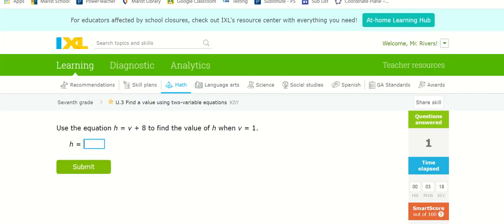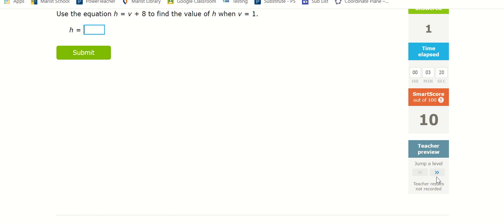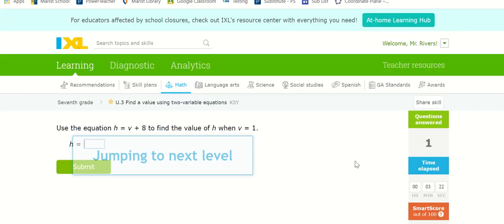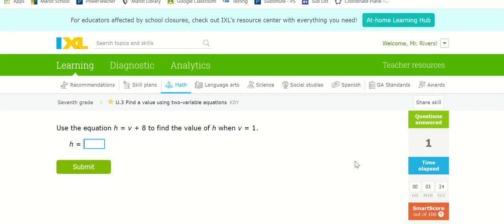All right, let's step it up a notch. Let me skip ahead to the next level. I have this ability, you guys don't. This one looks pretty similar to the first one here. H equals V plus 8. We know V is 1. 1 plus 8 is 9. So when V is 1, H is 9.